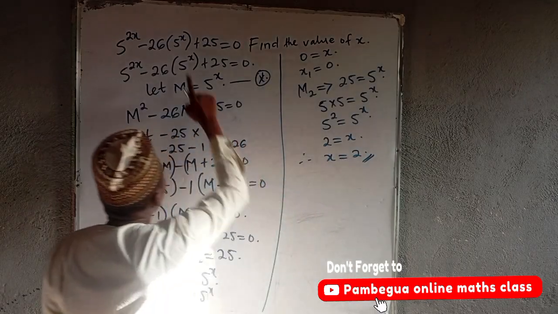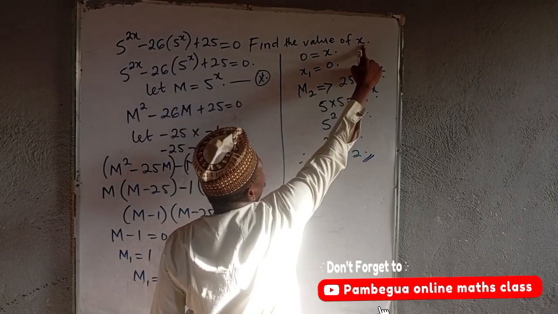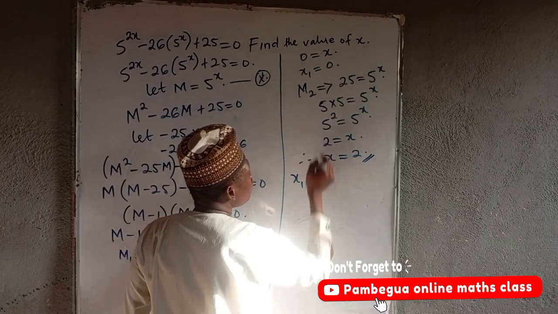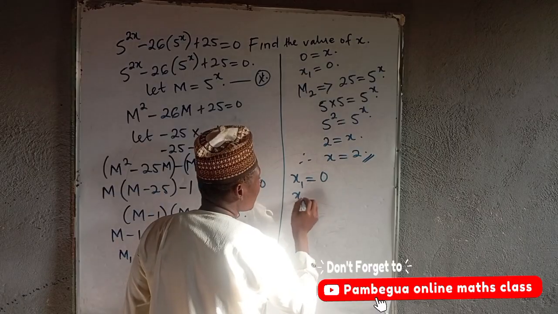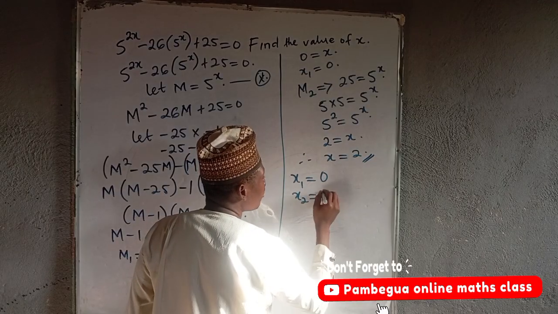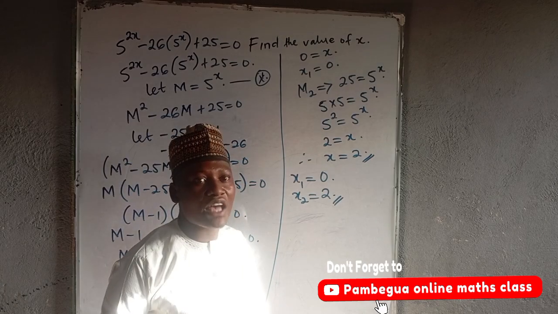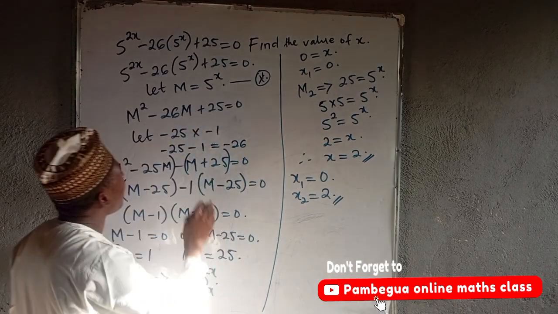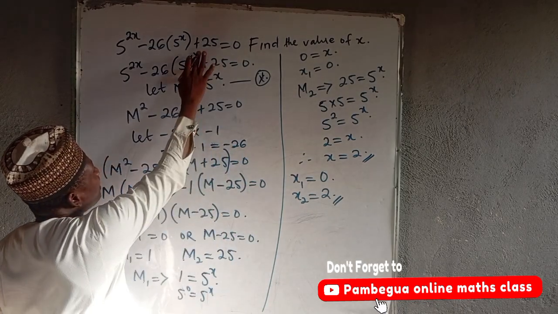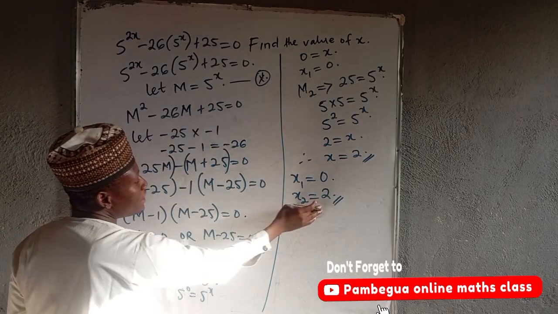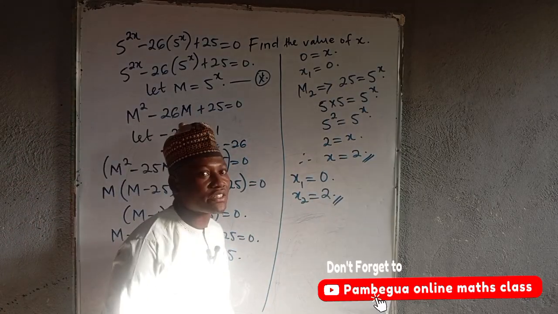Now, the values of x that I was asked to find: x1 is equal to 0, and x2 is equal to 2. Why are there two values of x? Because from our indicial equation, we are able to generate a quadratic equation, and that is the reason why we have two values of x.